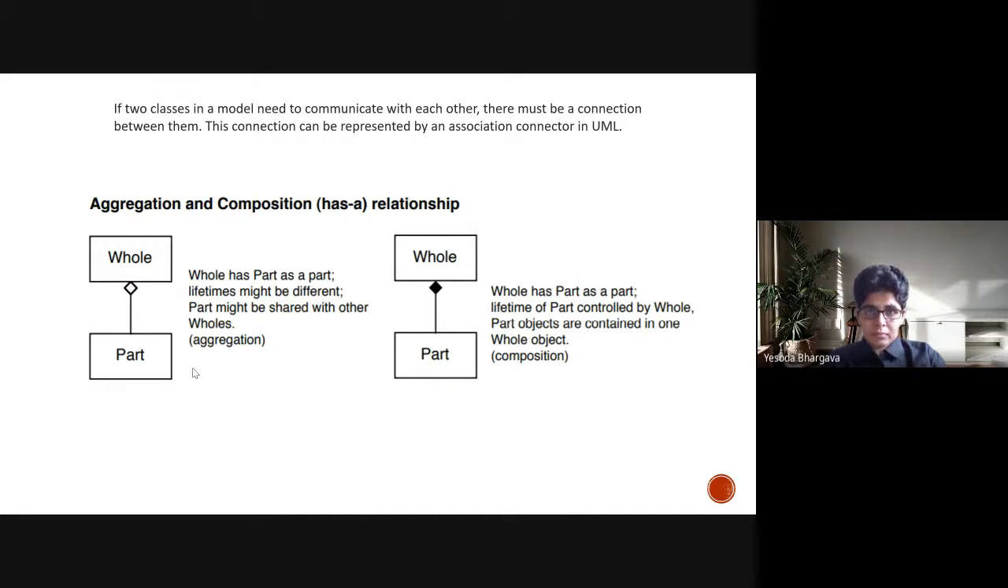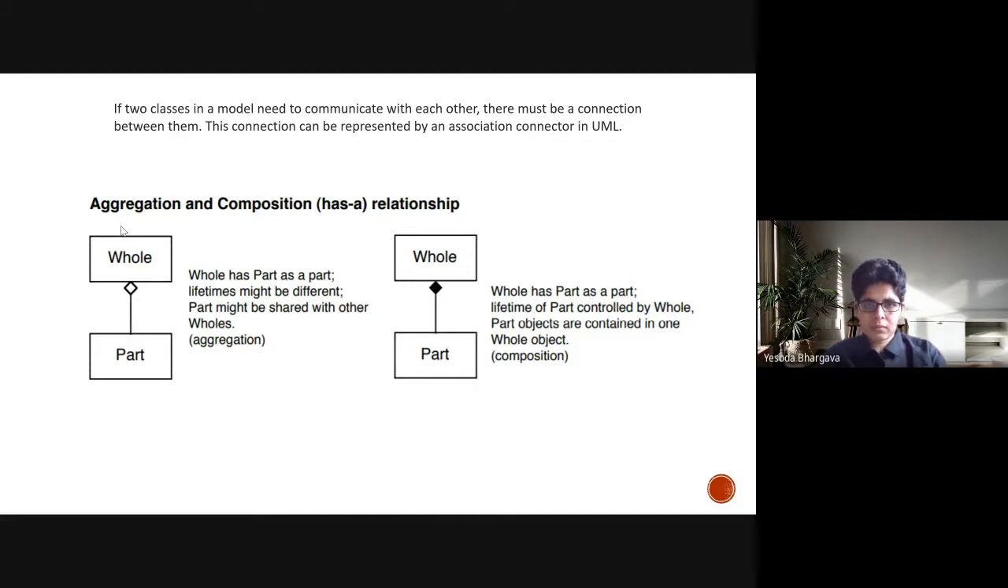Then again, there are another two kinds of relationships between classes: aggregation and composition. It is very easy to get confused between these two kinds of relationships. Most of the students often get confused, and online also, if you read, you may not find much clarity. In fact, the research community has also been quite divided on the clear differences between aggregation and composition.